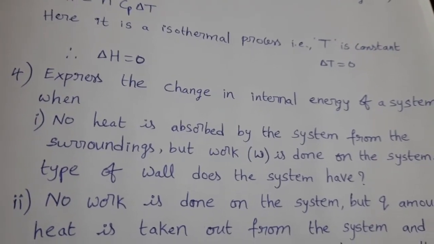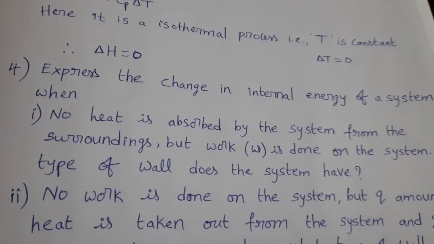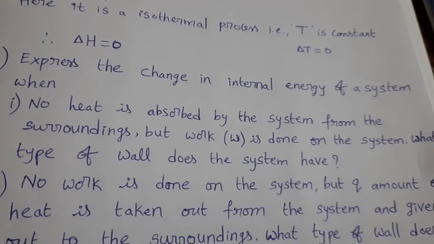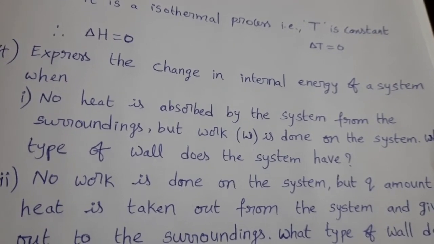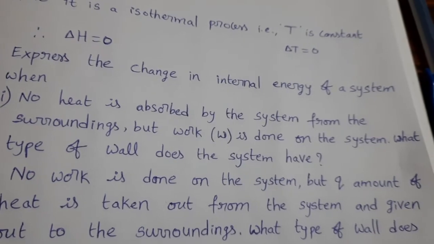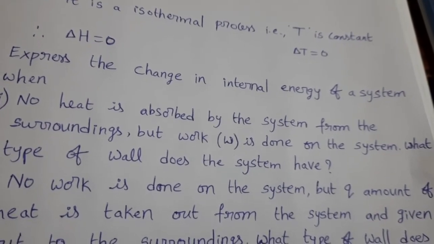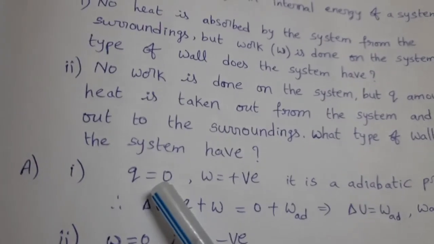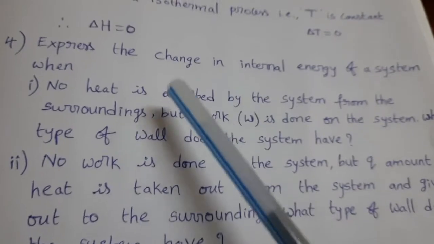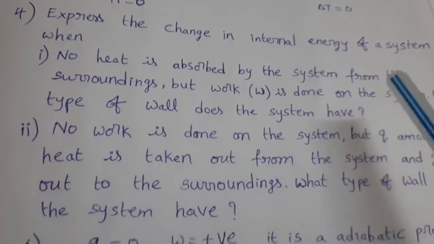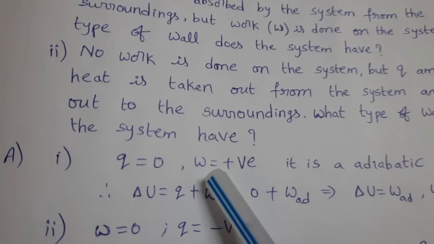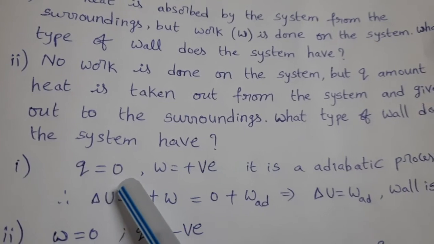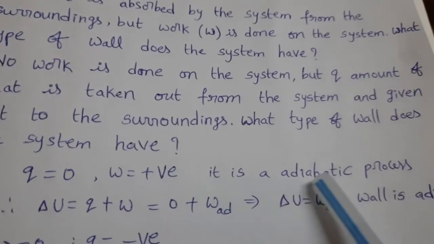Express the change in internal energy of the system when two questions are given. No heat is absorbed by the system from the surroundings, but work W is done on the system. What type of wall does the system have? No heat is absorbed. That means Q equal to 0. And work is done on the system. Work done on the system means work is positive. So it is adiabatic. Q equal to 0 means constant heat. Process takes place at constant heat means it is adiabatic process.